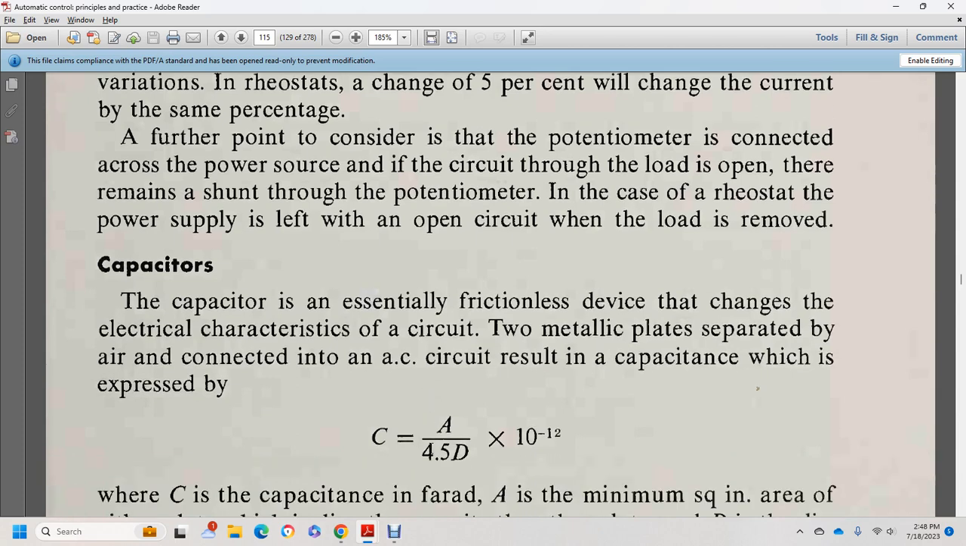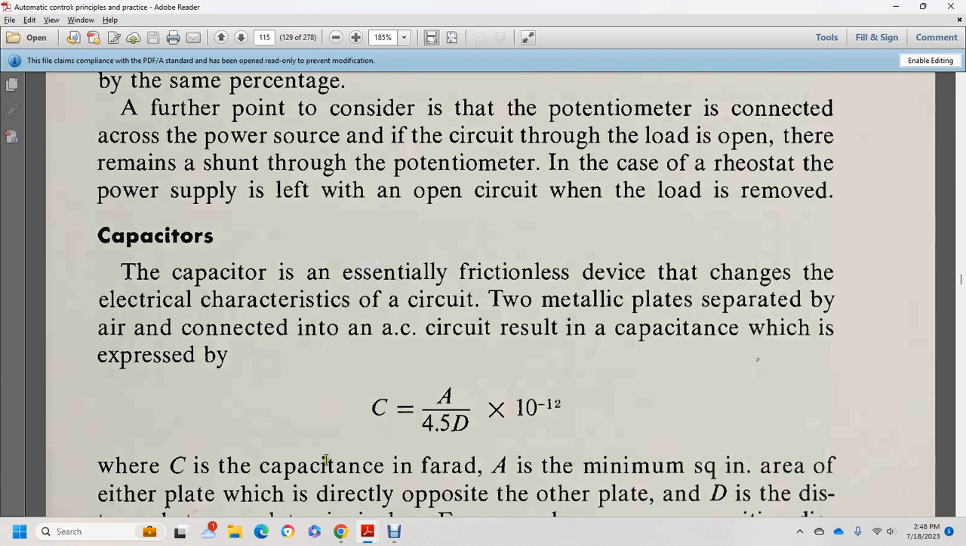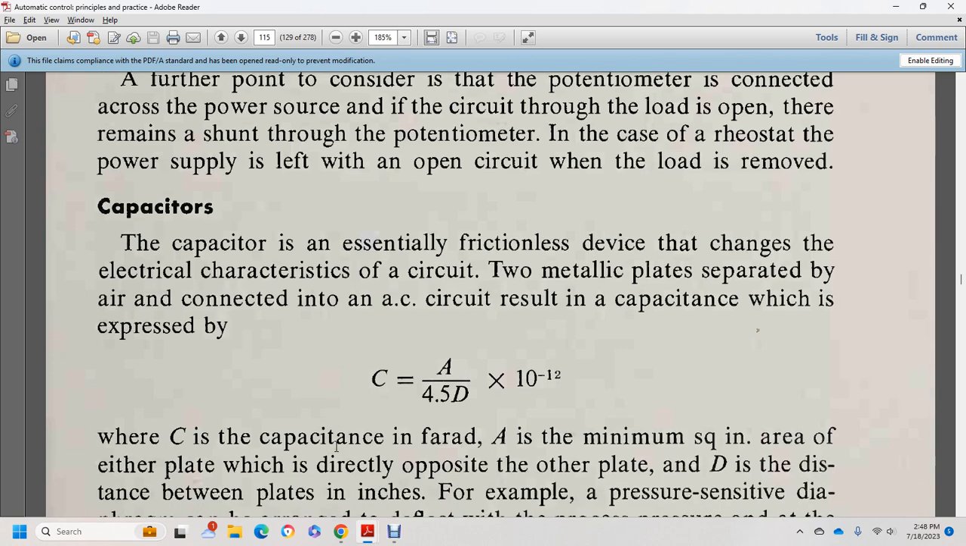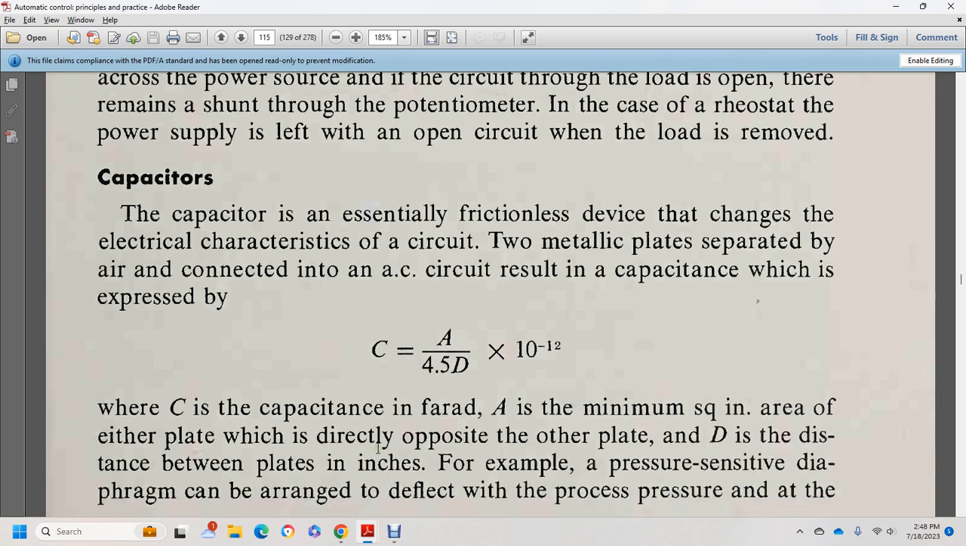Capacitors. A capacitor is essentially a frictionless device changing the electrical characteristics of the circuit, with two metallic plates separated by air, connected into the AC circuit, resulting in a capacity which is expressed as capacity equal to 0.225 times A, the area of either plate in square inches directly opposite the other plate, divided by 4.5 times D, the distance between the plates in inches, times 10 to the negative 12.